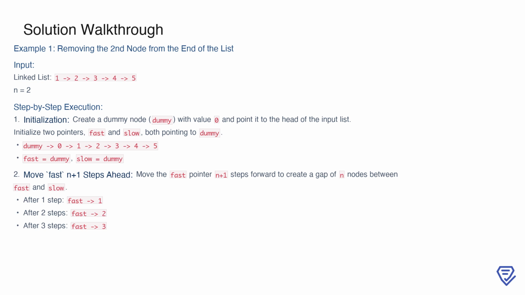Next, we move the fast pointer n+1 steps forward to create a gap of n nodes between the fast and slow pointers. After the first step, fast points to the first node with value 1. After the second step, it points to the node with value 2, and after the third step, it points to the node with value 3. At this point, the gap between fast and slow pointers is exactly 2 nodes, as required.